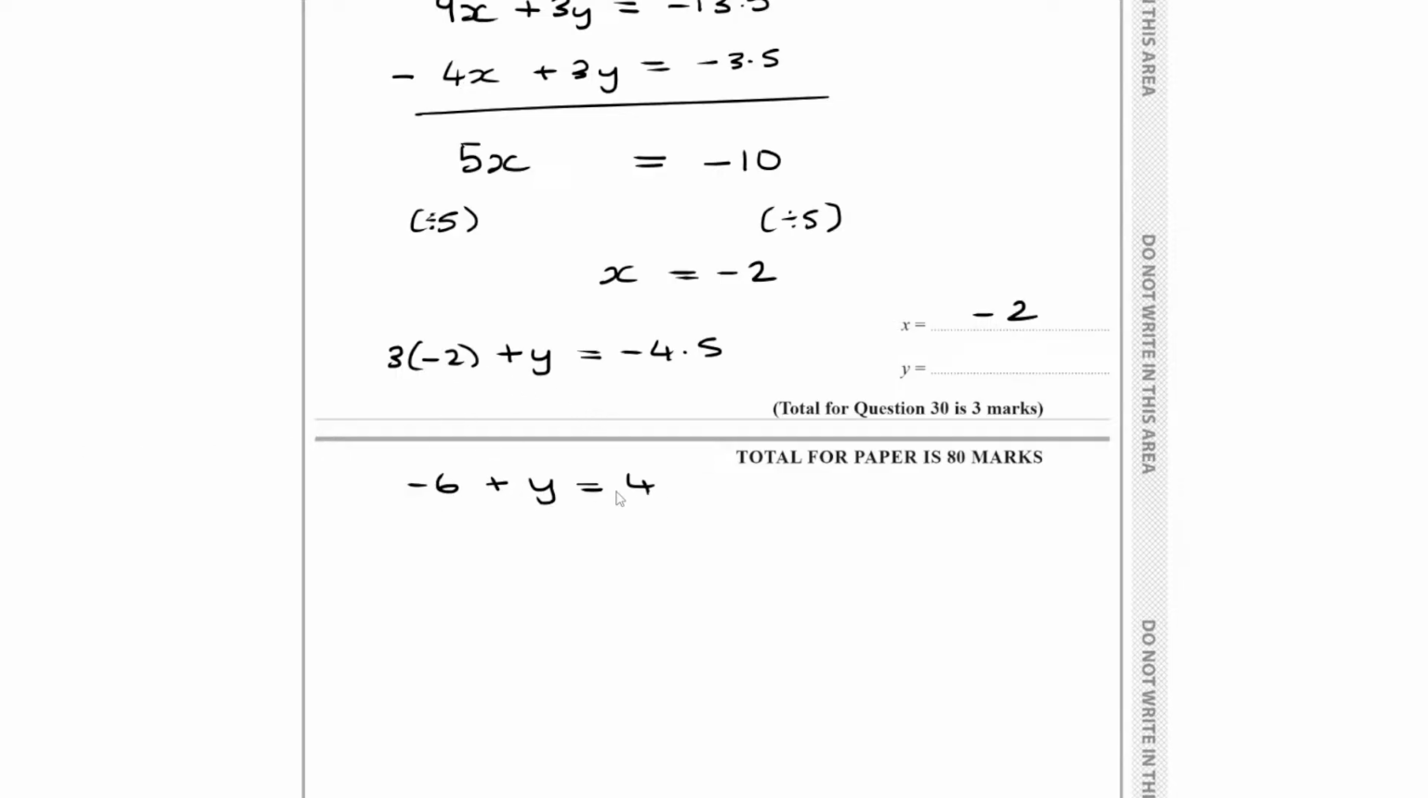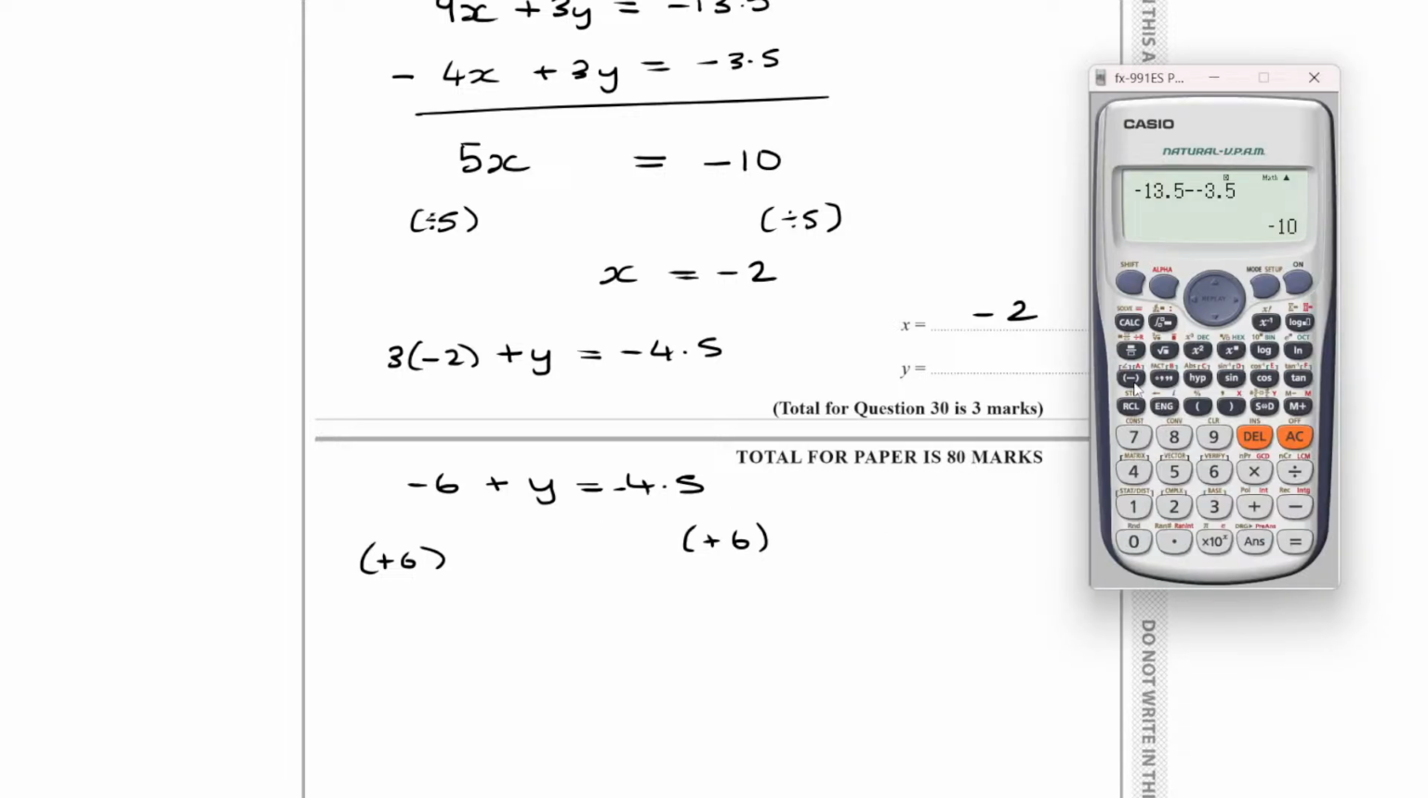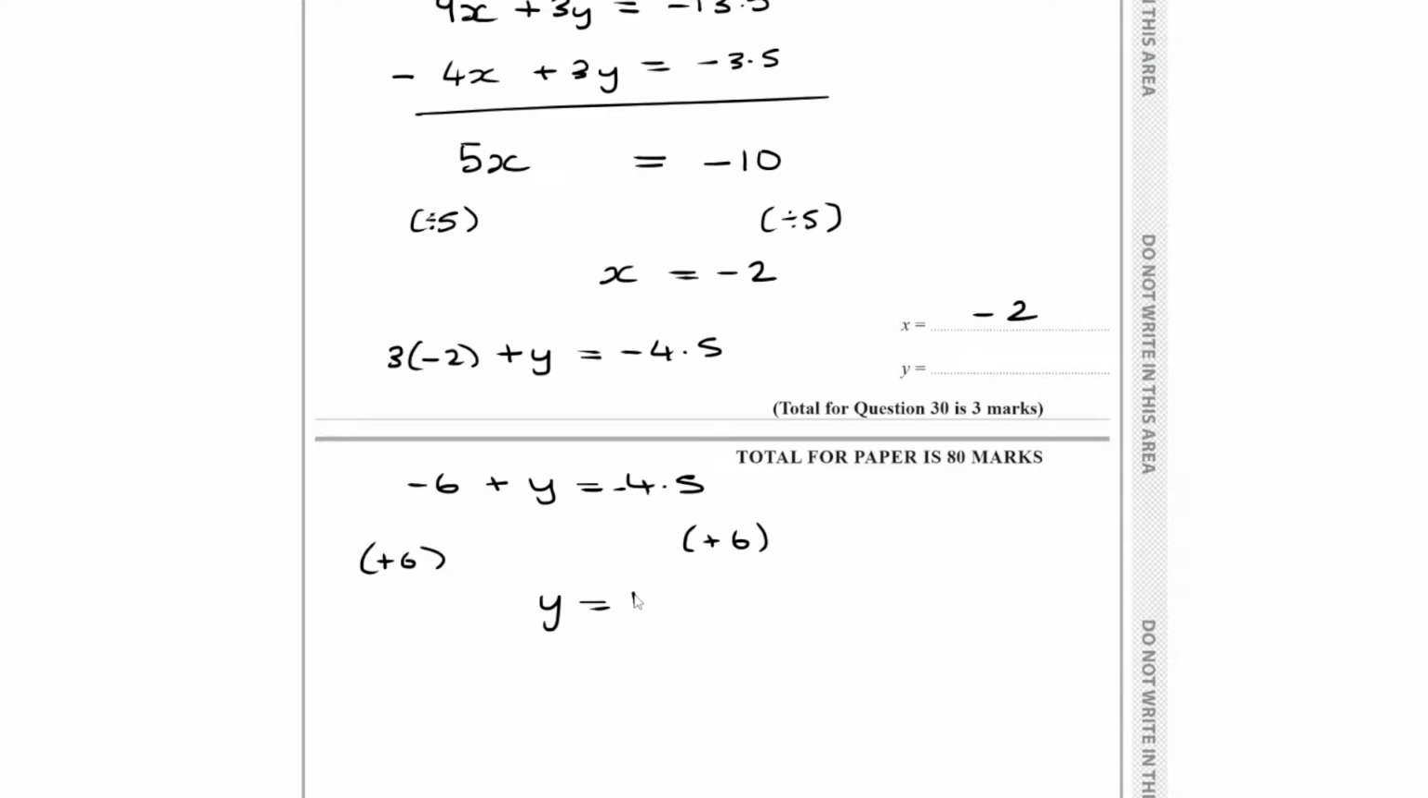I want to get y on its own. So all I need to do is move the minus 6. So that would be plus 6, wouldn't it? Plus 6. So you might want to, again, put this in the calculator. You've got minus 4.5 plus 6, which is 1.5. So y is 1.5, but don't need to divide anything because it was already just one. It was already just one y, wasn't it?